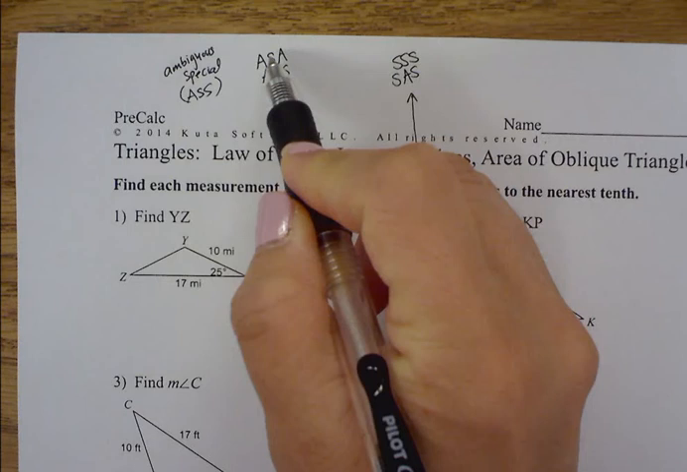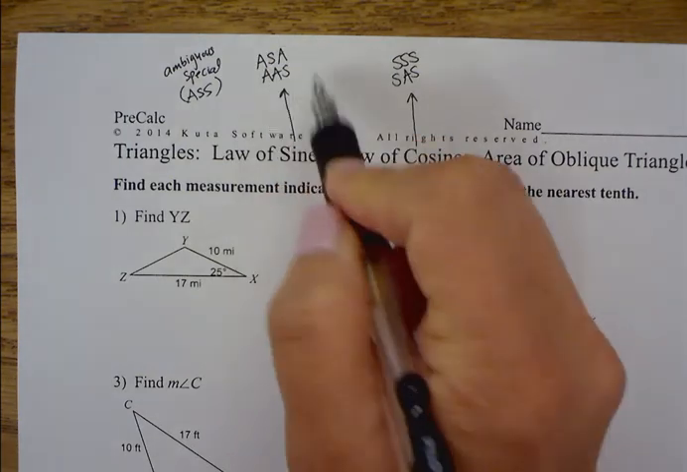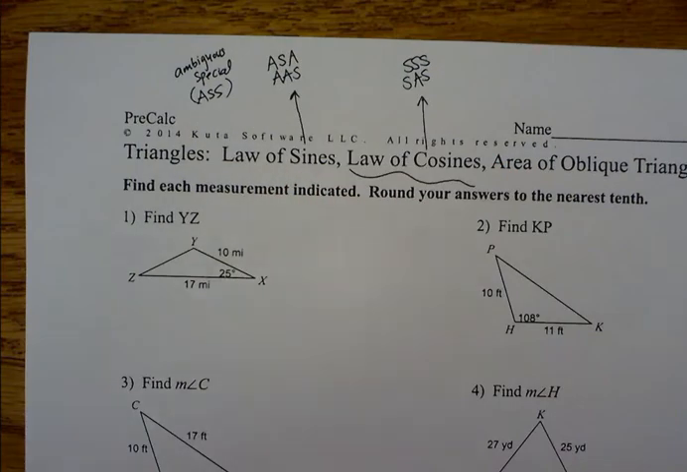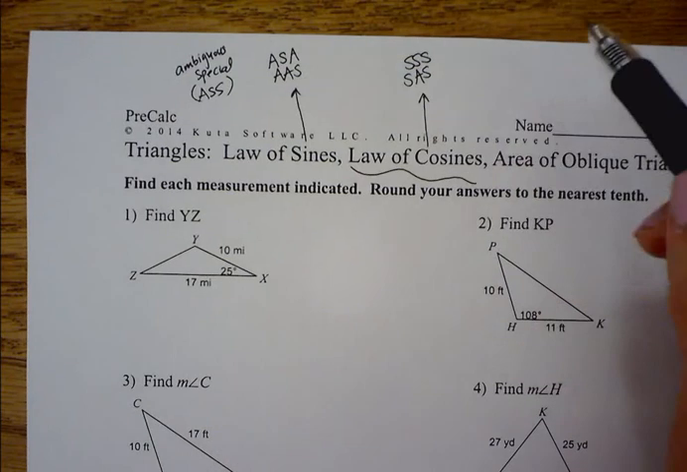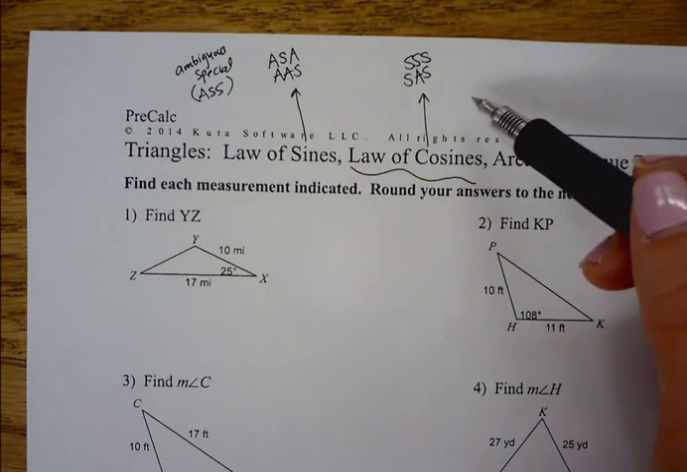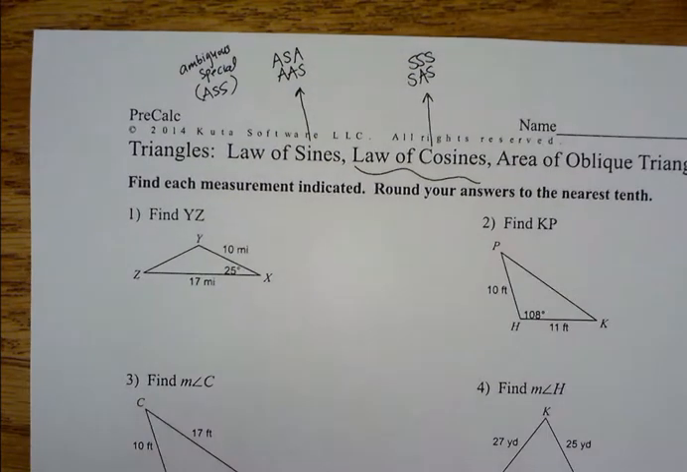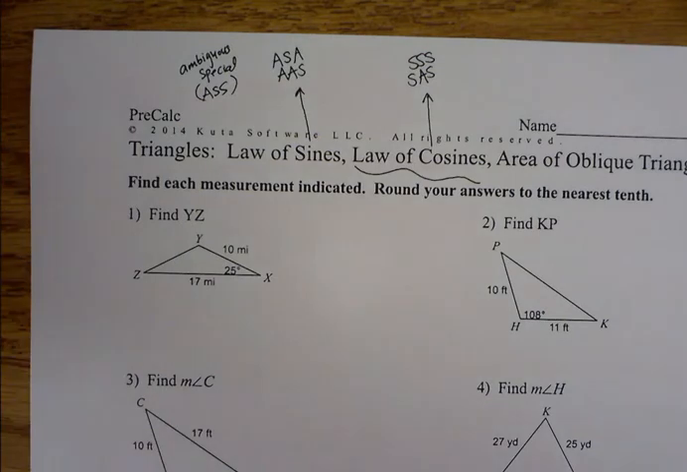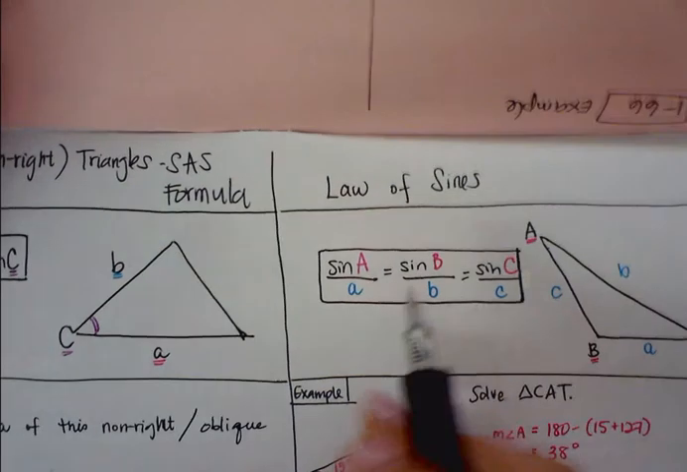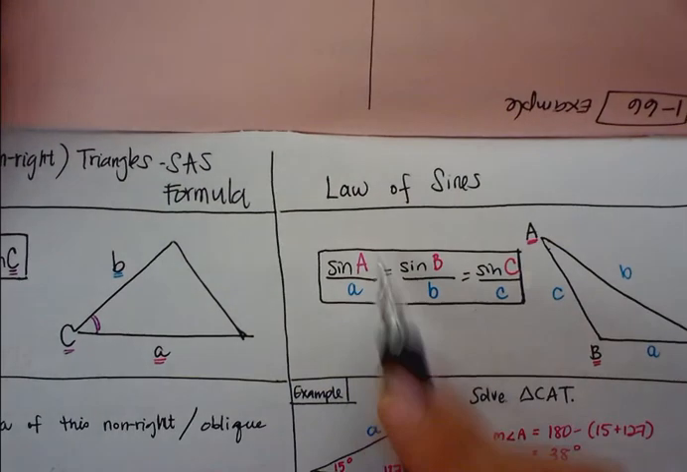What can help you remember this? Law of sines, we have two angles. Law of cosines, we have two sides or more, right? Okay, so let's start with law of sines. The law of sines says sine of A over A equals sine of B over B equals sine of C over C.